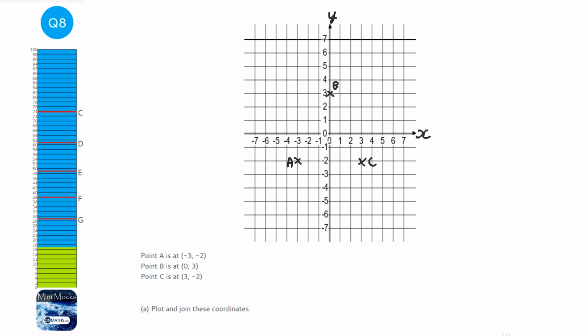So that's point C. And it says plot and join these coordinates. So I'm just going to get my ruler and plot and join them. Well, we've plotted them, so we're just going to join them. And there we go. Makes a nice little shape there.